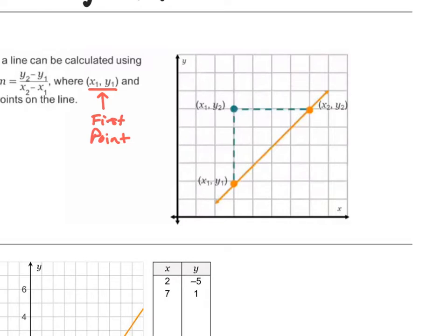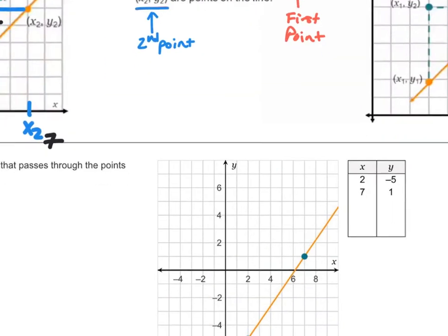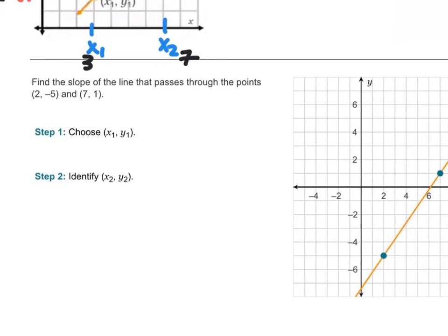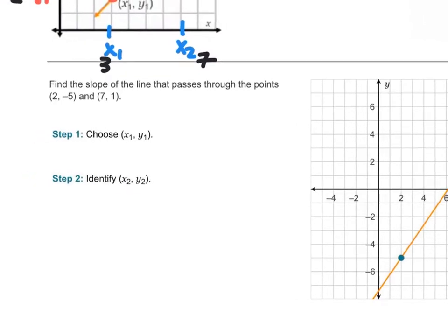So I don't know necessarily why that's there, but let's just take a look at this over here. It says find the slope of the line that passes through the points 2, negative 5, which is right here, and then 7, 1. Let's choose which one we want to do first. It doesn't matter which one you do first, the math will always work out the same, but let's just make it look like the picture above.